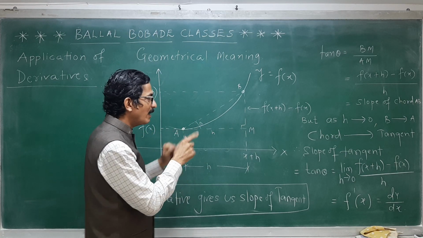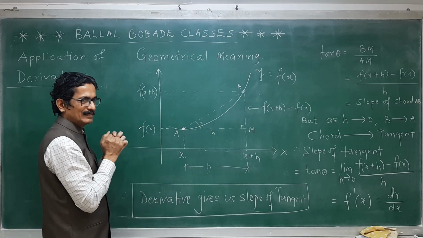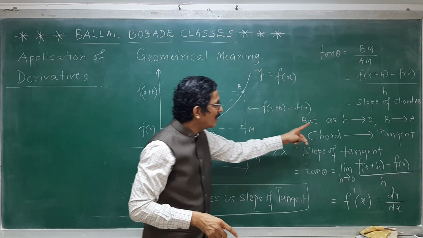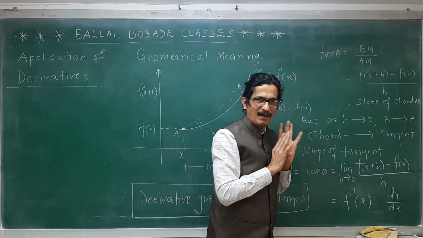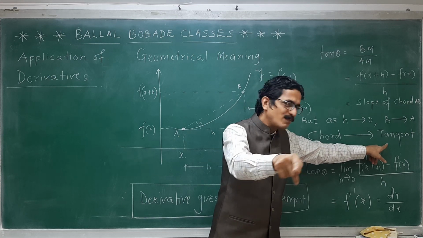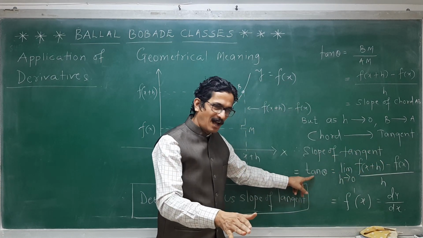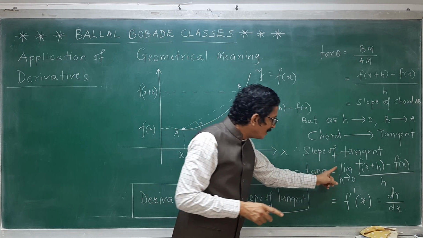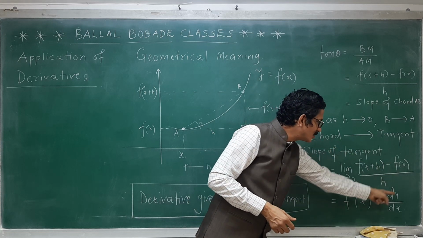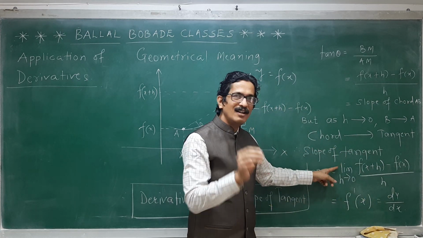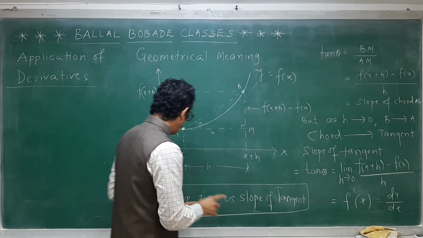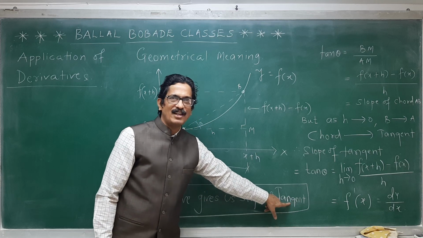Now what happens if this h tends to 0, that is it becomes small and small and small, B would start tending to come near to A. So what I have written, as h tends to 0, B tends to A. The moment A and B become the same, chord no more remains chord, but it becomes tangent. And therefore, slope of the tangent, which was tan theta, in limiting case is given by limit h tends to 0, f of x plus h minus f of x upon h. But this is nothing but the basic principle, first principle of finding derivative, and therefore it is written as f dash x, which is also written as dy by dx. In short, derivative gives us slope of the tangent.